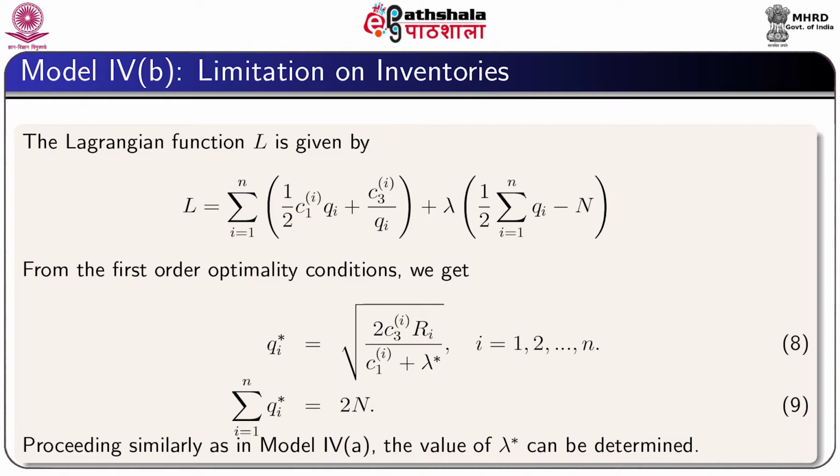In this case, the Lagrangian function L is given by L equal to summation i equal to 1 up to n of half c1i qi plus c3i by qi, plus lambda into half of sigma qi minus n. From the first order optimality condition, we can find the optimal values of qi as qi star equal to root over 2 c3i ri divided by c1i plus lambda star, where i varies from 1 up to n, and sigma qi star equal to twice n.